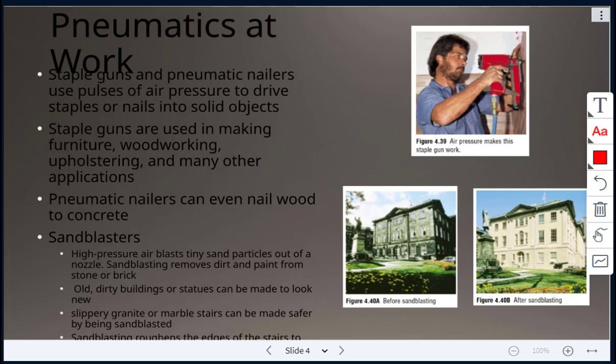Sandblasters are another example. Here's an example of a building before sandblasting, and here's what it looks like after sandblasting. Sandblasters use high pressure air blasts. High pressure air blasts tiny sand particles out of a nozzle, and it removes dirt and paint from stone or brick. So they can look way, way newer. It can also be used on slippery granite or marble to make it safer. You can sandblast slippery granite or marble so that when you're stepping on it, it roughens the edges of the stairs so that you're not slipping.